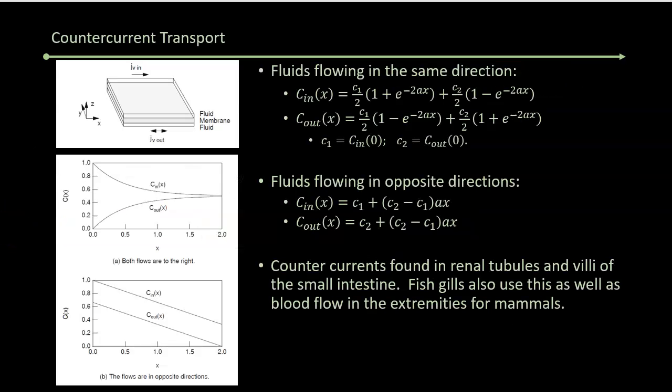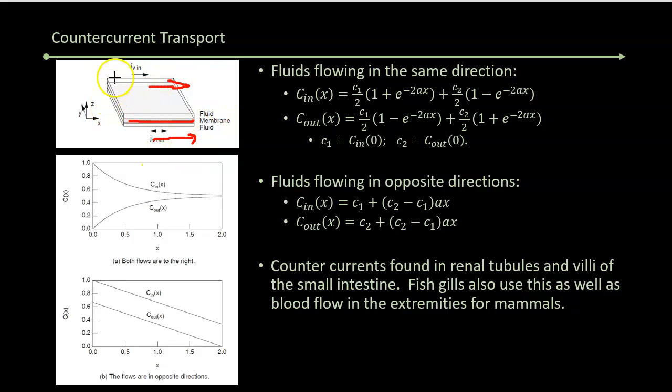Now let's look at different ways we could flow fluids across a membrane. This is a different topic, but it's related. Countercurrent transport is an important process in biological systems. Let's first look at what happens when they don't flow in opposite directions. We've got a membrane here in the middle, with fluid on top flowing that direction, and fluid on the bottom that can flow either direction. First, the fluid on the bottom flows in the same direction.